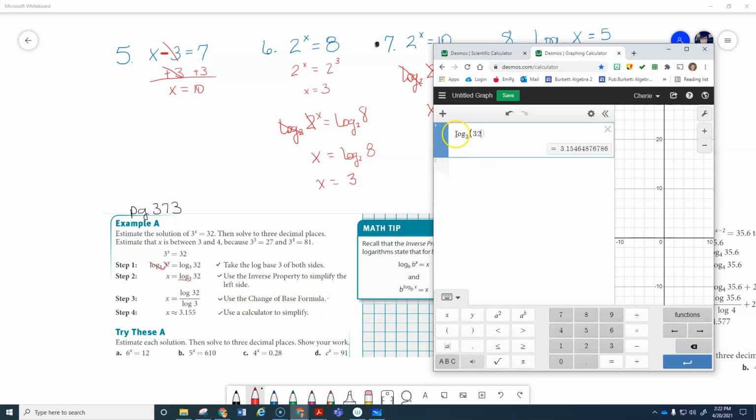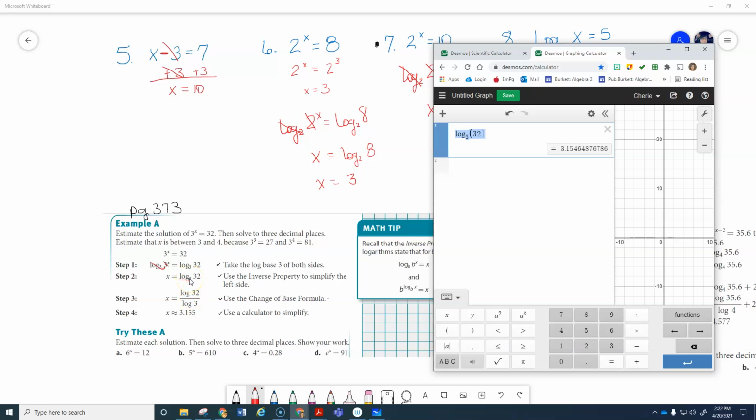Now, remember, being able to do this on a calculator is reasonably new technology. So what we did before that is we used this thing called the change of base formula, and we took this log base 3 of 32 and we changed it into two separate common logs. And you'll get the same answer if you take those common logs and divide them. So you put the common log of 3 on bottom, so it'd be log base 10 of 3 on bottom.